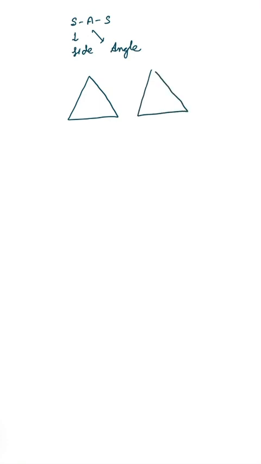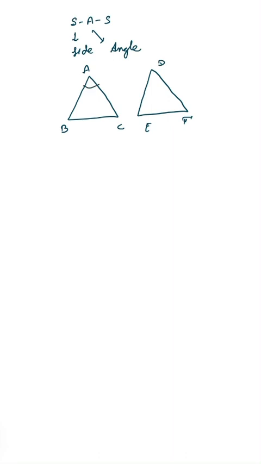Let's have a look at another criteria for similarity, that is SAS. Here S stands for side and A stands for angle. Let's say we have two triangles. Let's say this triangle is ABC and this is DEF.